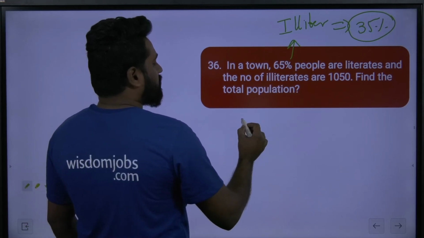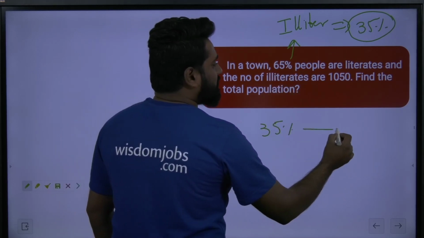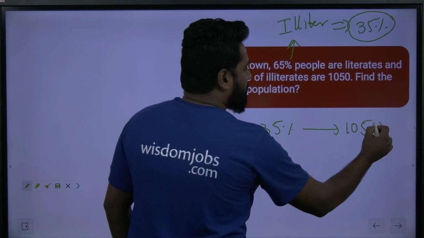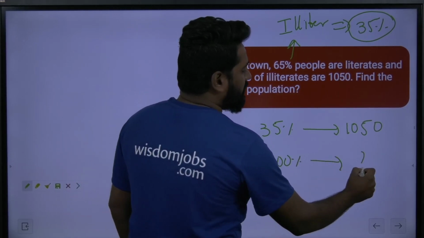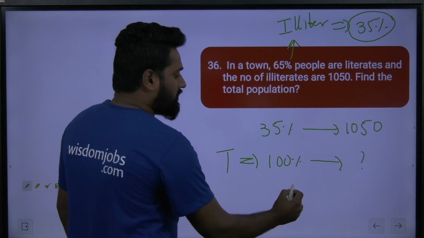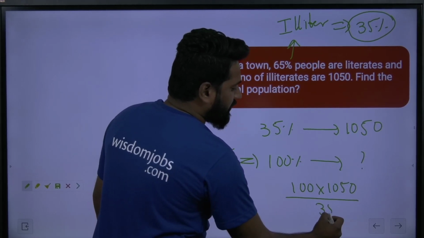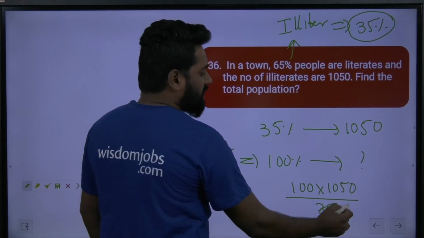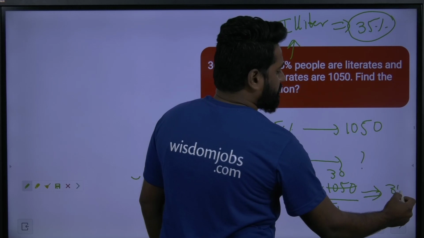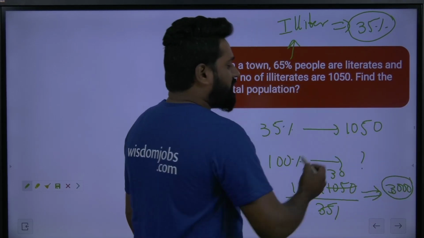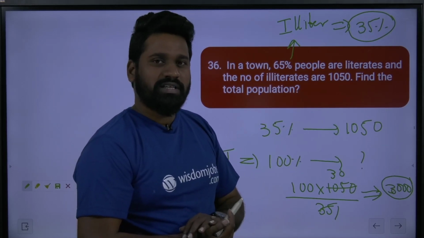What am I writing? The percentage of illiterates, 35%, indicates the number 1050. So the total population is asked, so you can find the 100% value. That becomes your answer. So it is how much? 100 into 1050 divided by 35. So 35 ones are 35, 35 threes are 105, so it becomes 1050. So 3000 people indicates the total population of the town. Is it clear? Right.